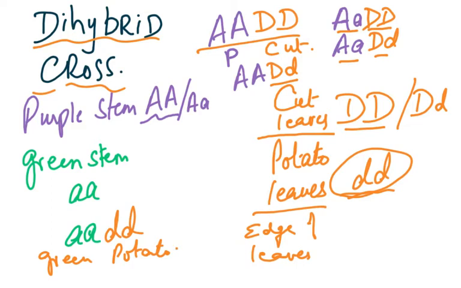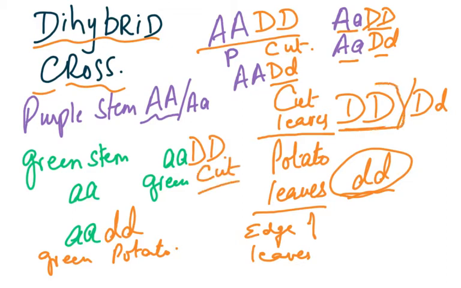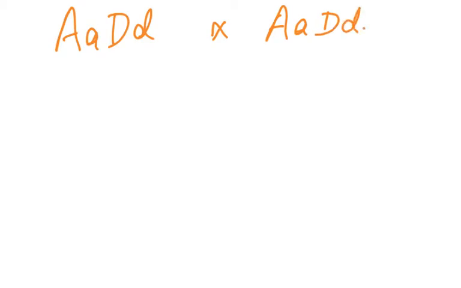Now in another situation in which we have small a and big D, this makes sense. These will be green and these will be cut, because please remember this is cut. So what we need to understand is how we are going to cross this. Let's cross a heterozygous for both traits with a heterozygous for both traits. So heterozygous for the color of the stem, heterozygous for the shape, and so we cross it.